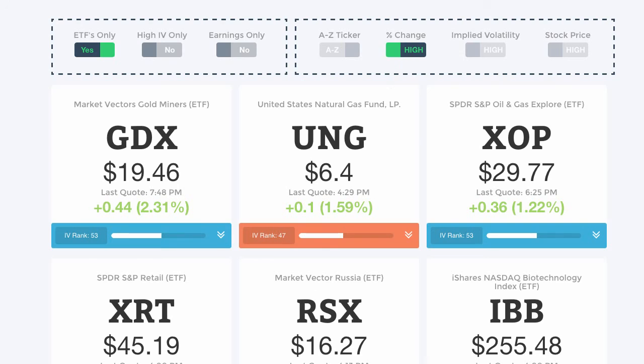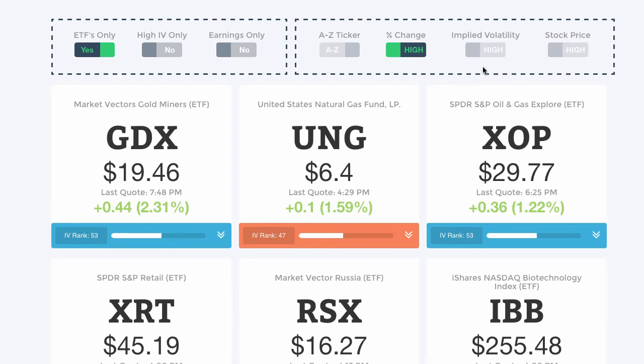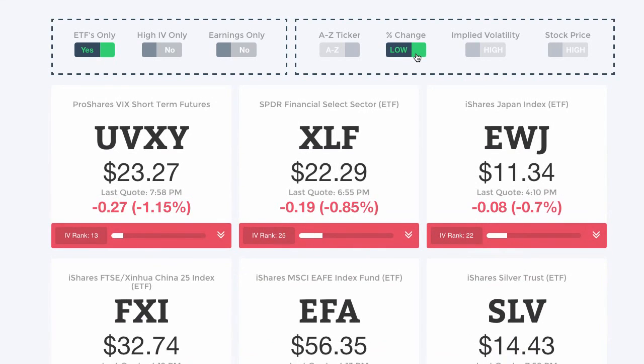So again, back to the slides that we had before, asking yourself the direction relative to portfolio needs. If your portfolio needs to find a bearish trade, well, it might be helpful to come in here and see which ETFs are moving down really hard right now. So which ETFs might continue to move down in the future. So you might come in here and see that XLF has moved down about 85 basis points in the last day. So that might be a good candidate for you to then continue to trade bearish.